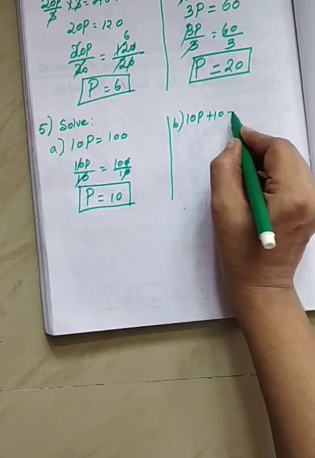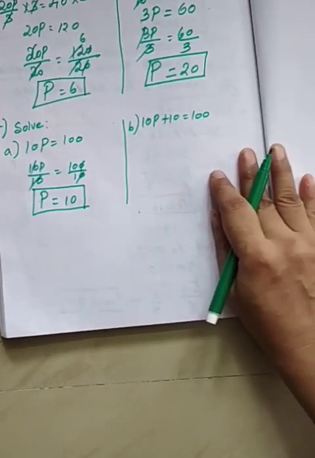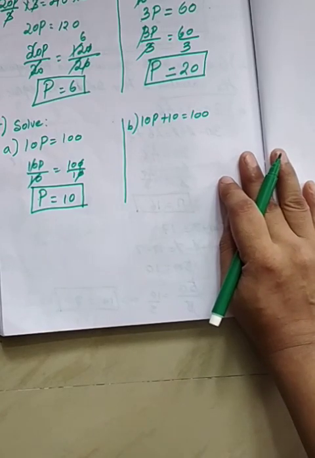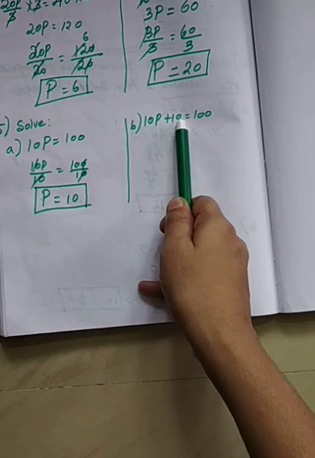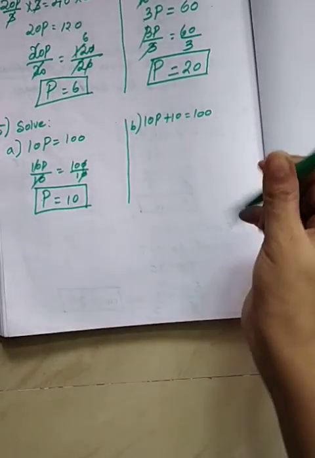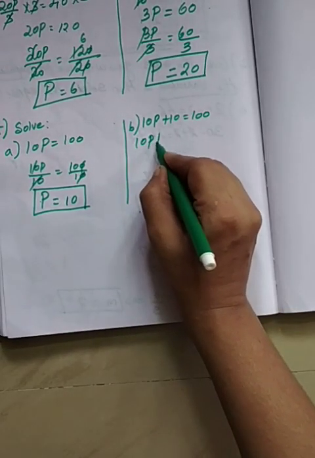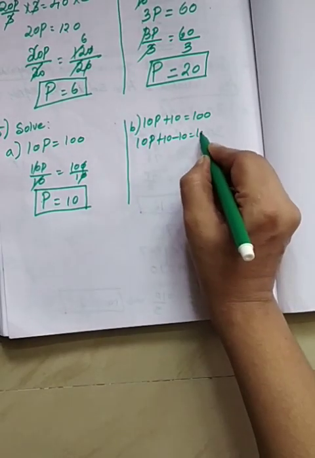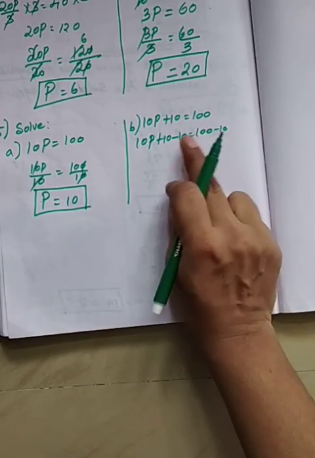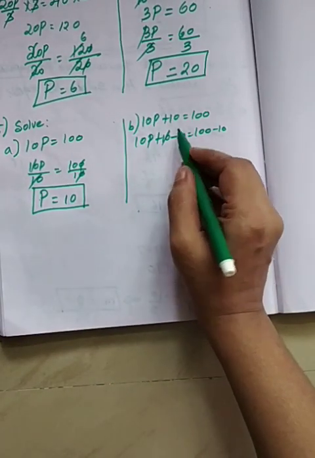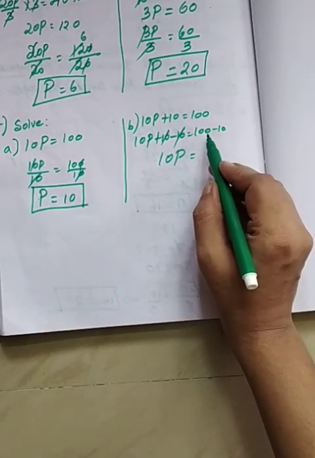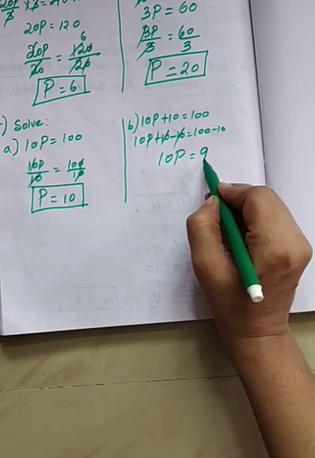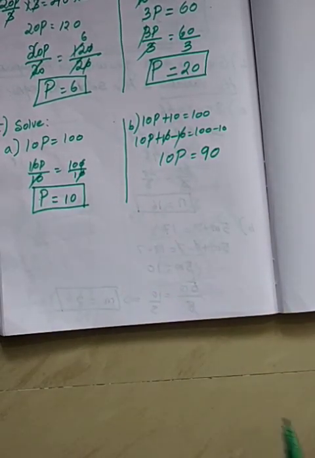10p plus 10 equal to 100. This is very important. First of all, you have to remove the 10 from the left hand side. So what do you do? We have to subtract 10 on both sides. So 10p plus 10, subtract 10 on both sides. On the left hand side, plus 10 minus 10 cancels. So you will get 10p equal to, what is 100 minus 10? 90.